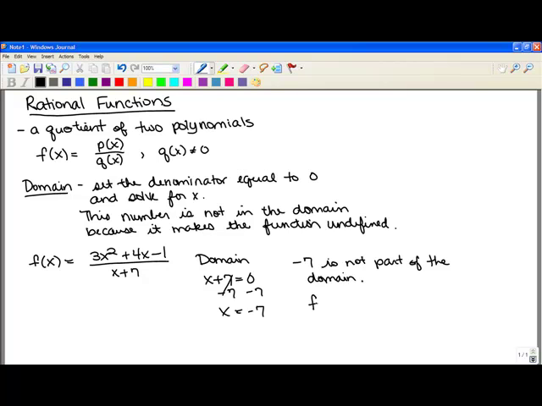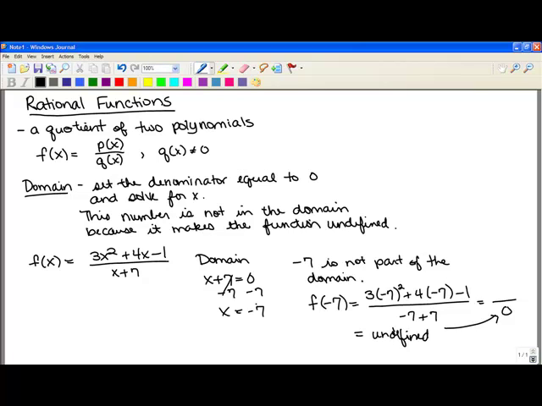because -7 will make the function invalid. Let me show you how it doesn't work. If I plug in -7 into the function, we get 0 here in the denominator. And we can never divide by 0 because it will make the function undefined. So we know that -7 is not part of the domain.